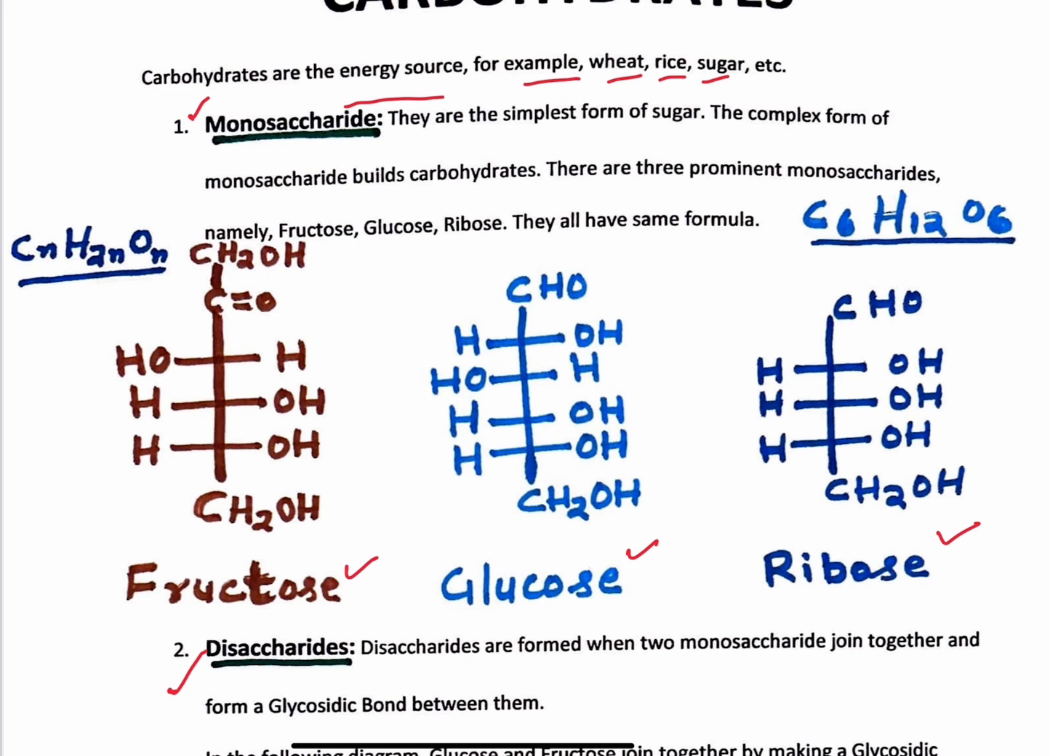Their empirical formula is this. Actual formula is this: C6H12O6. So they all share the same number of atoms of carbon, hydrogen, and oxygen, but the structure is different, as you can see here.